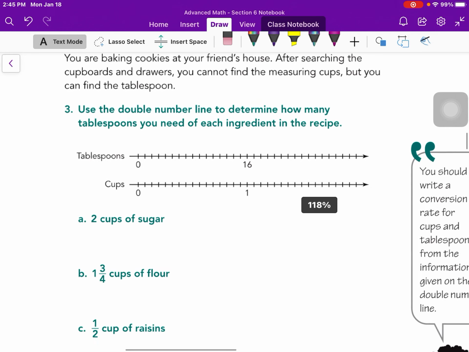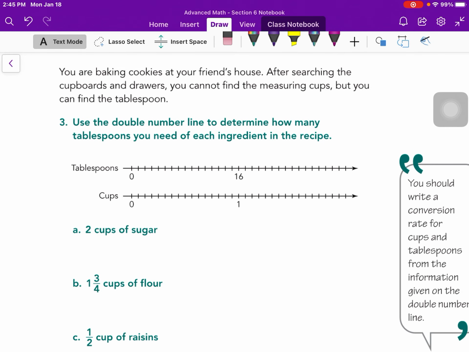Here's another problem. You're baking cookies at your friend's house. After searching the cupboards and drawers, you can't find the measuring cups, but you can find a tablespoon. Use the double number line to determine how many tablespoons you'd need of each ingredient in the recipe. All right, here's what we know. There are 16 tablespoons in 1 cup.